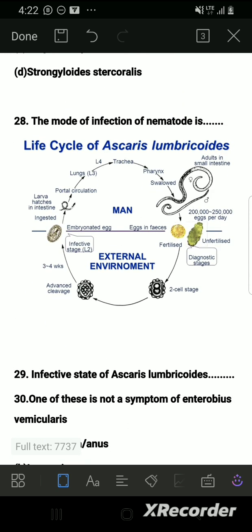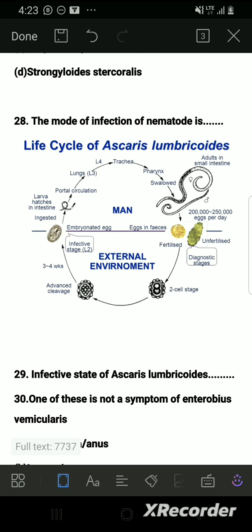The mode of infection of nematodes is what? As you can see in our life cycle of Ascaris, we are using Ascaris because it's the major parasite treated in nematode classification. In Ascaris lumbricoides, the mode of infection is by active penetration by the infective stage, known as L2. The infective stage, you can see in this diagram, is labeled.